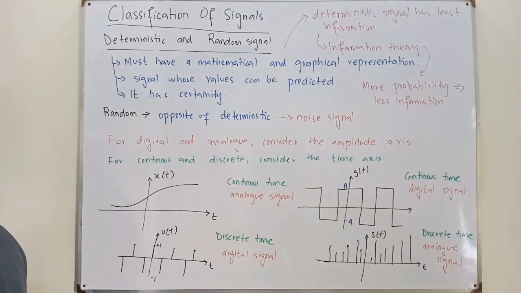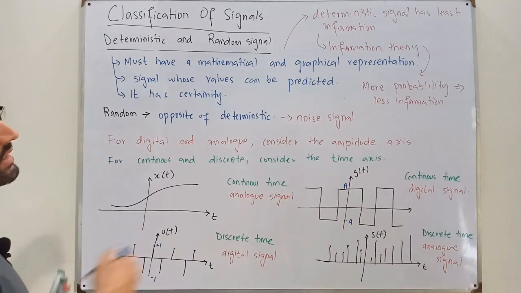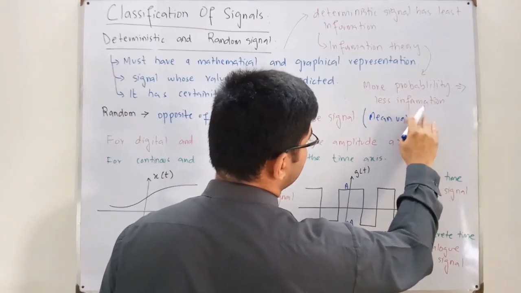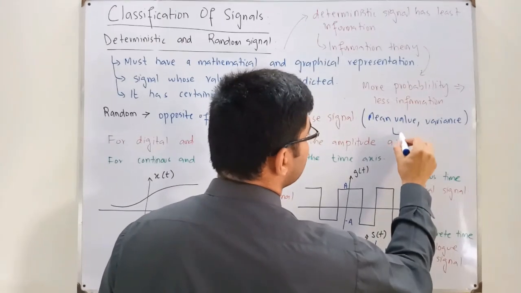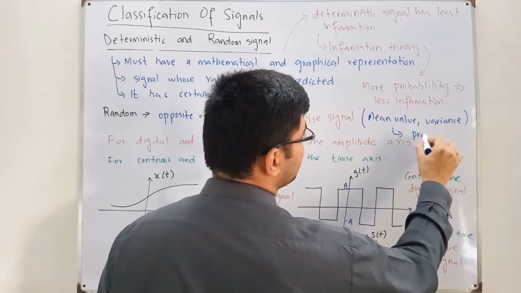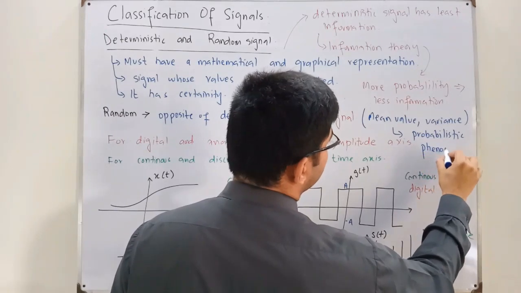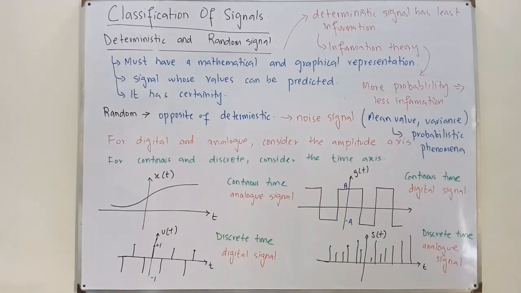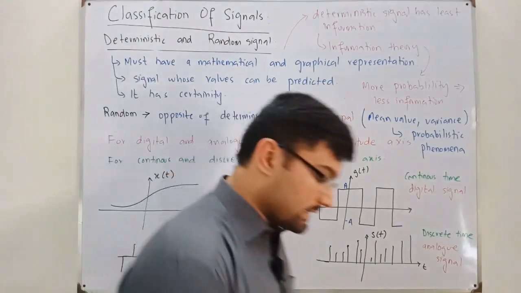Let's see if I have any other point. Mean value and variance are also examples of probabilistic phenomena. You also have the mean value. You also have the variance as well, okay? These are properties, and they also represent the probabilistic phenomena. I hope that the spelling is right. And I hope that the things that I tried to explain over here are also clear. We saw the digital and analog signals. We saw the deterministic and random signals.